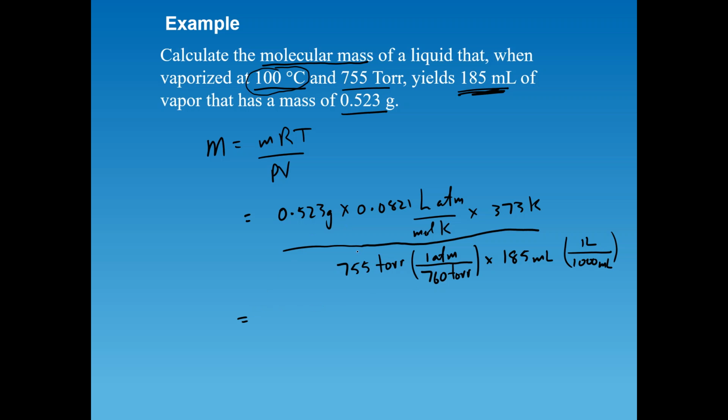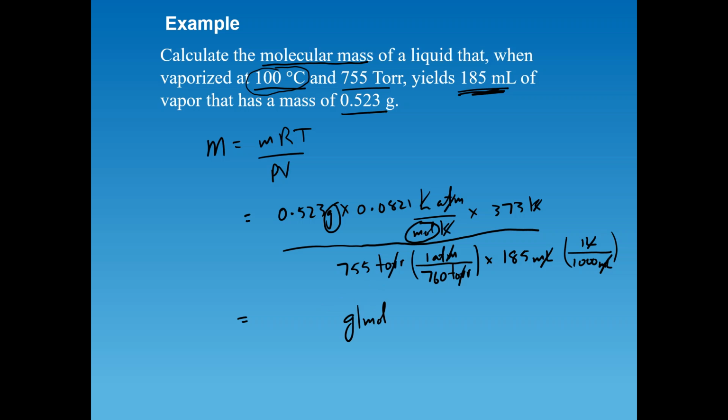Now again, as you can see, I've placed units appropriately where they belong, and you're going to see how they cancel out. For example, the torr units will cancel out here and here, atmospheres will cancel out here and here, Kelvin will cancel out here and here, liters will cancel out here and here, milliliters will cancel out here and here, and I think that's it. The only units remaining would be, again, grams per mole. So that would be the units resulting from this calculation here.